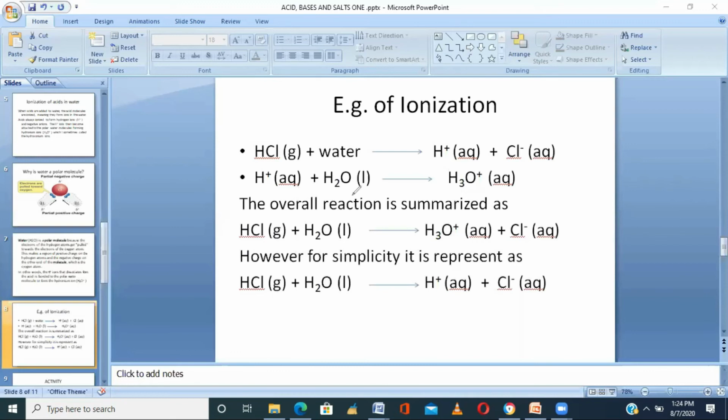Now, the overall reaction can be summarized as hydrogen chloride gas, because it's not in the aqueous form, so it's not going to be hydrochloric acid, it's going to be hydrogen chloride gas, reacts with water to give you the hydronium ion plus the negative anion, which is the chloride. However, for simplicity, it could be represented as H positive and Cl negative, right? Because sometimes you would see it like this. But you know, really and truly, that this hydrogen is going to further react with the water here to give you this, to produce back this. Isn't that so? Yes, sir. Good.